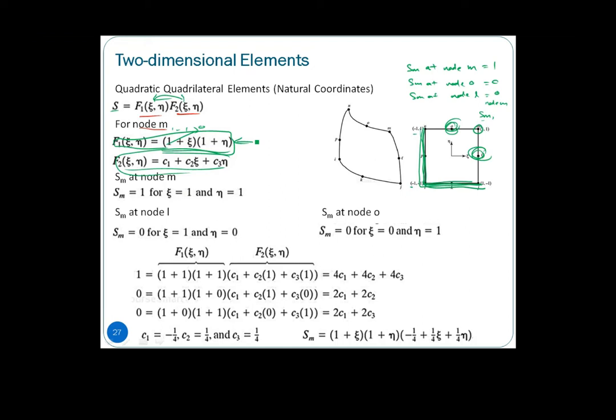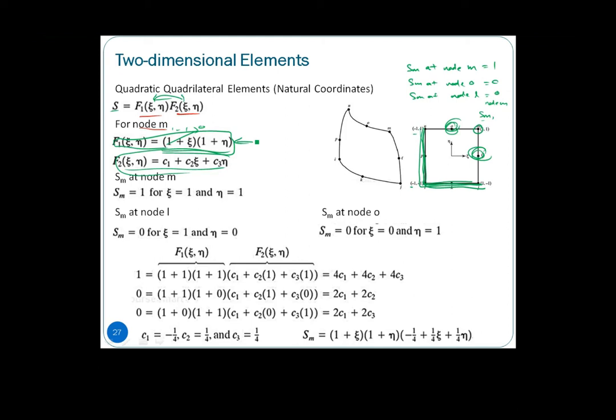Okay, so the second function can be represented by basically C1 plus C2 psi plus C3 eta. In this case we have 3 unknowns, so we need C1, C2 and C3. So we need 3 so-called conditions in this case. So, multiplication of these two.